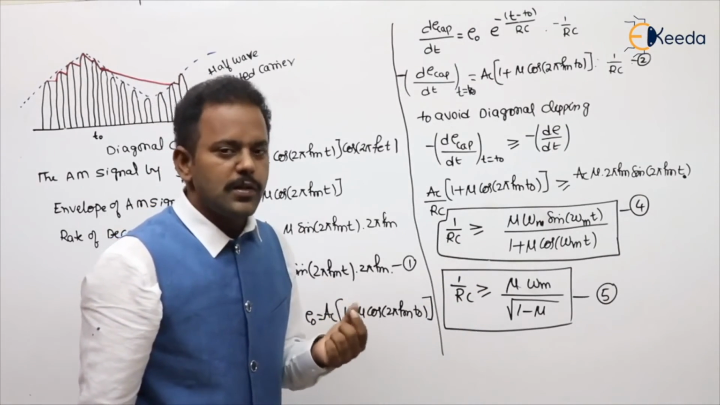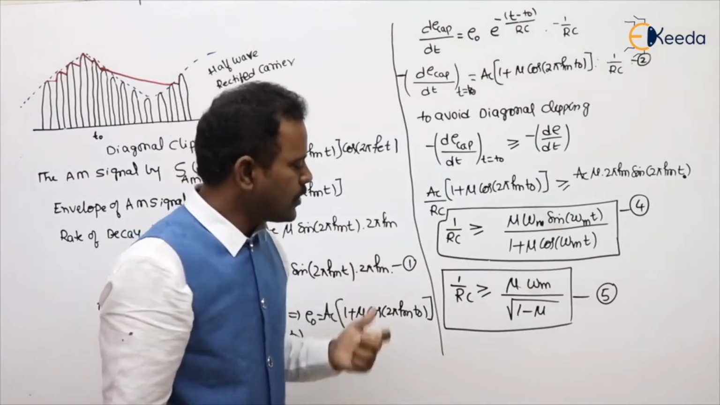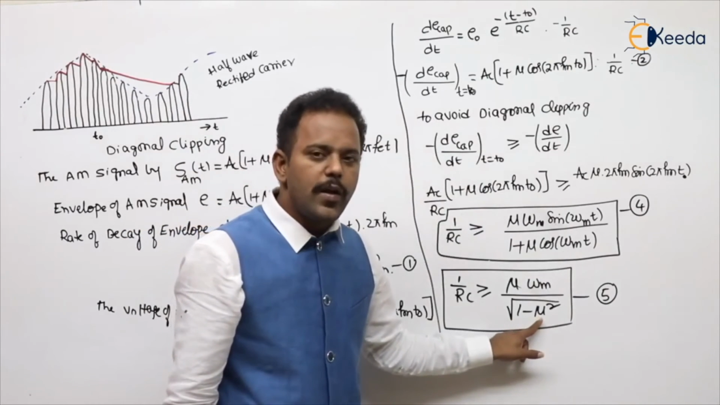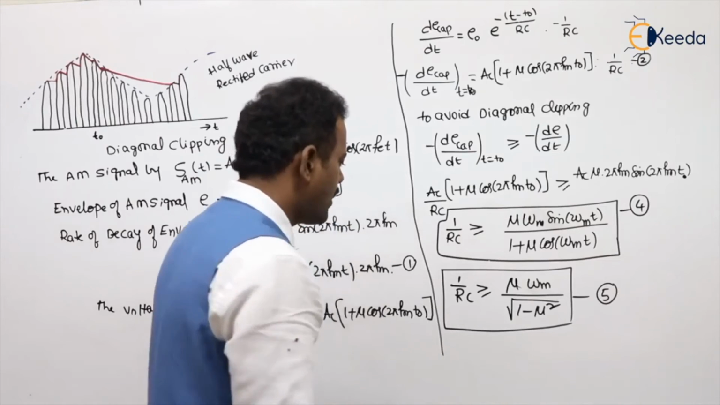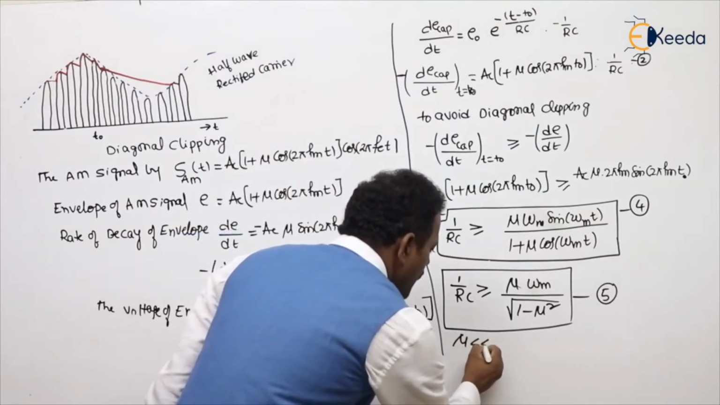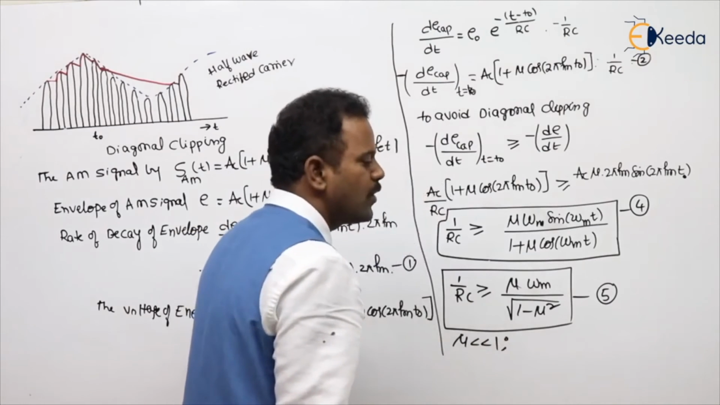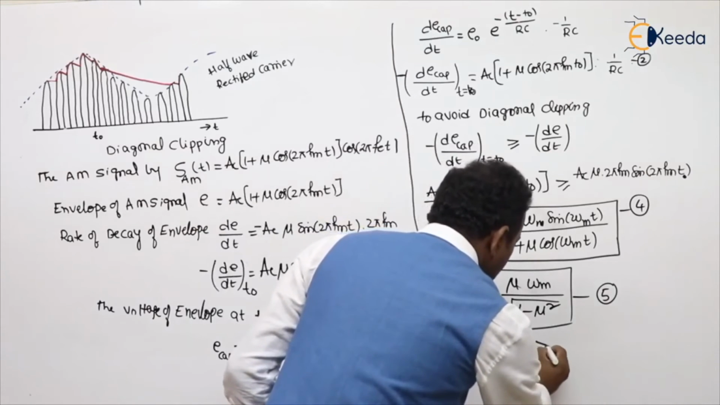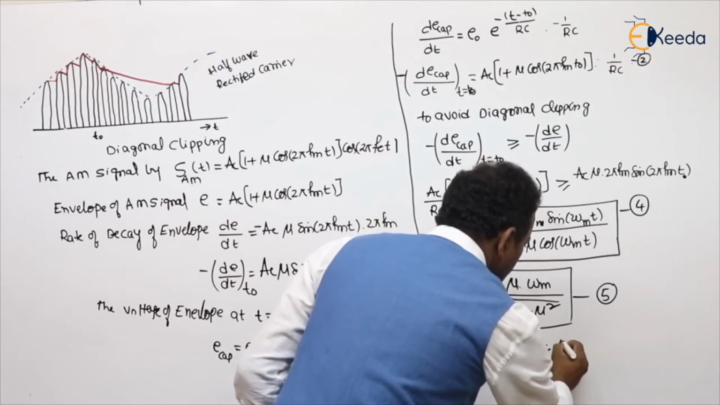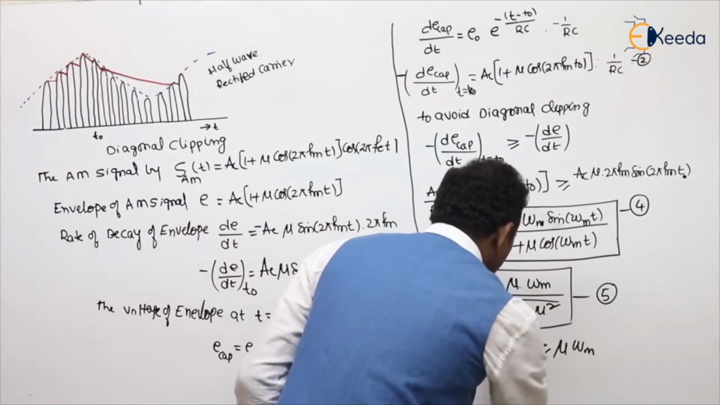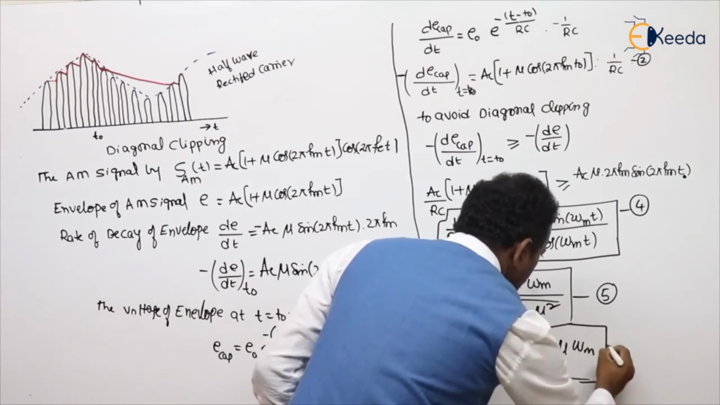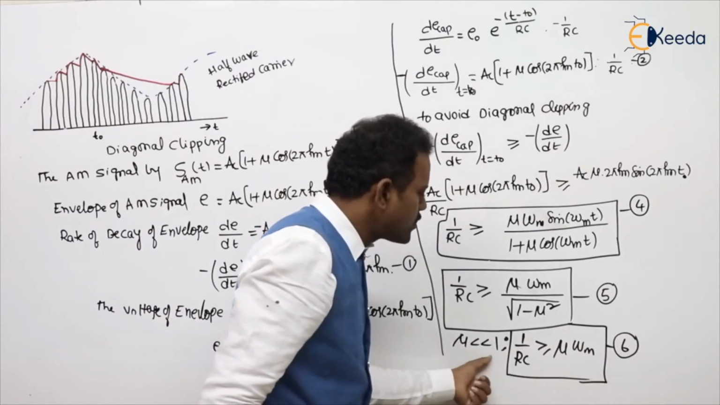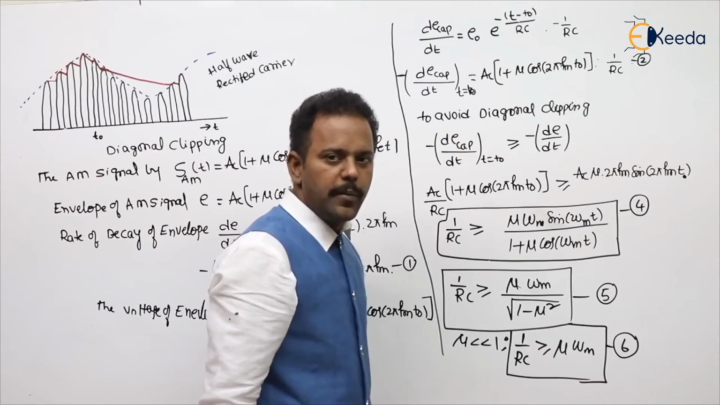Still, one more small condition I can bring. Whenever the modulation index values are very small, mu far less than 1, this can also be written in a simpler form. For low values of the modulation index, 1 by RC is greater than or equal to mu into omega m. You can avoid the denominator and approximate this as this, for small values of modulation index. Are you following my point or not?